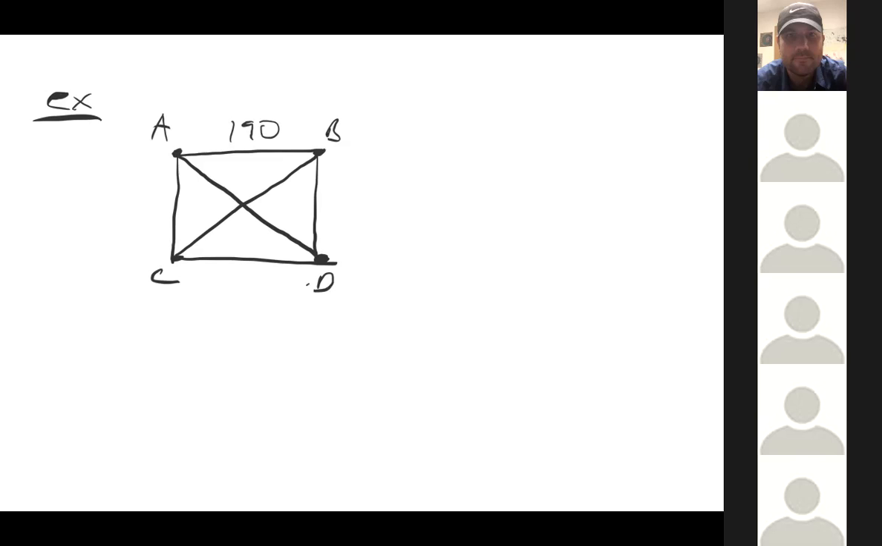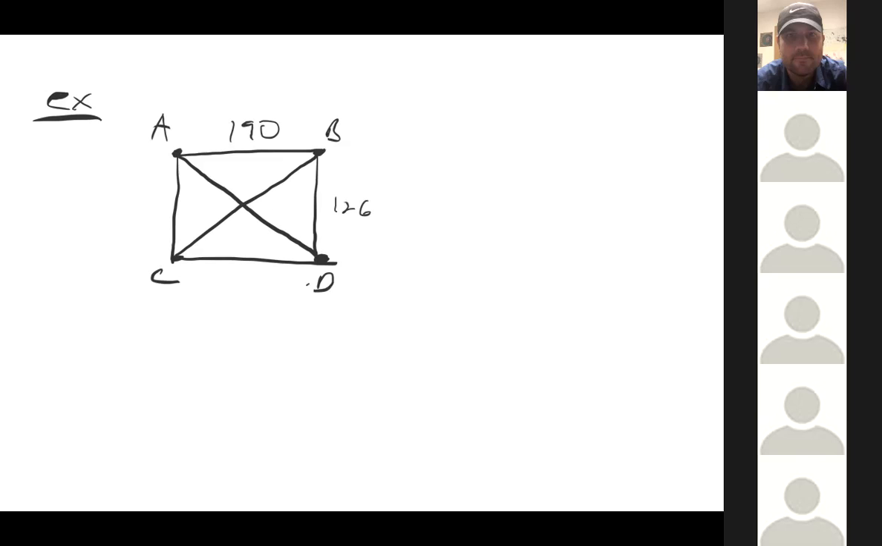And it has to be a complete graph, so I have to have the diagonals in there so every city's connected to every other city. And I want to figure out how to get to all these cities. These cities are 190 apart. Don't trust the scale. This looks like a rectangle, but it's really not.